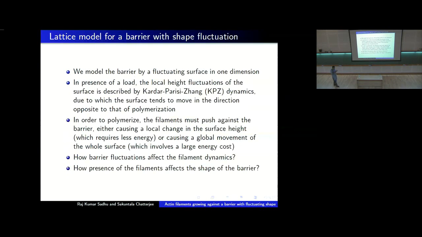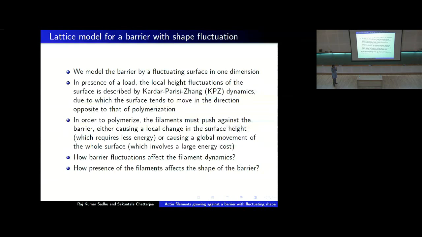So we propose a very simple lattice model for a barrier with shape fluctuation. We model the barrier just by a one-dimensional surface which is fluctuating, whose height is fluctuating. In presence of a load, we just model the local height fluctuation of the surface by a simple KPZ dynamics. And due to this dynamics, the surface tends to move in one direction, which is the direction opposite to that of polymerization. And the filaments are growing, so they push against the barrier, and there are two possibilities here.